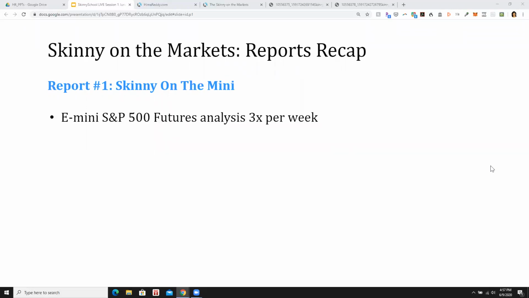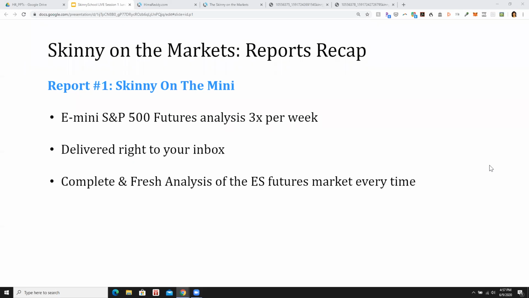So this is covering the E-mini S&P 500 futures, and it's 3 times a week. It's delivered right to your email inbox so that you don't have to go digging for it, so that you can get up and running and use the report as soon as possible. And every time it's complete and fresh analysis of the ES futures market.